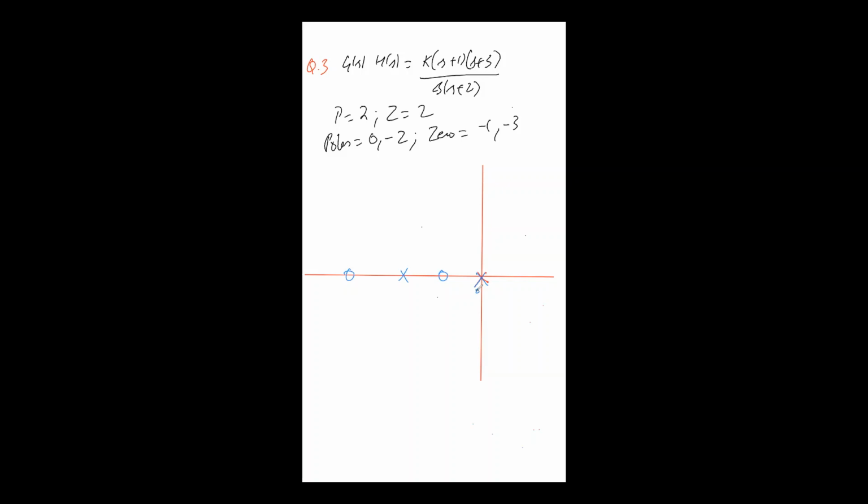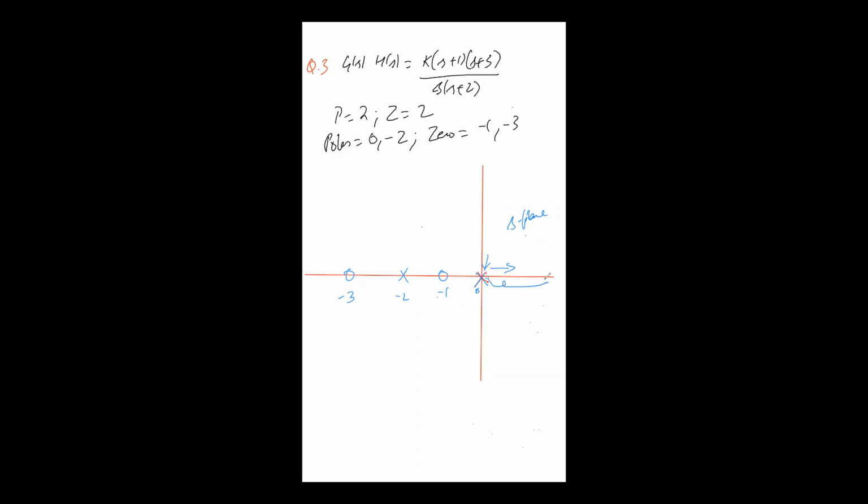So this is my origin. This is the -1 point, -2 point, and this is the -3 point. This is my s plane. We have drawn the location of poles and zeros. Now, if I'm standing at this point, look toward the right hand side on the real axis.